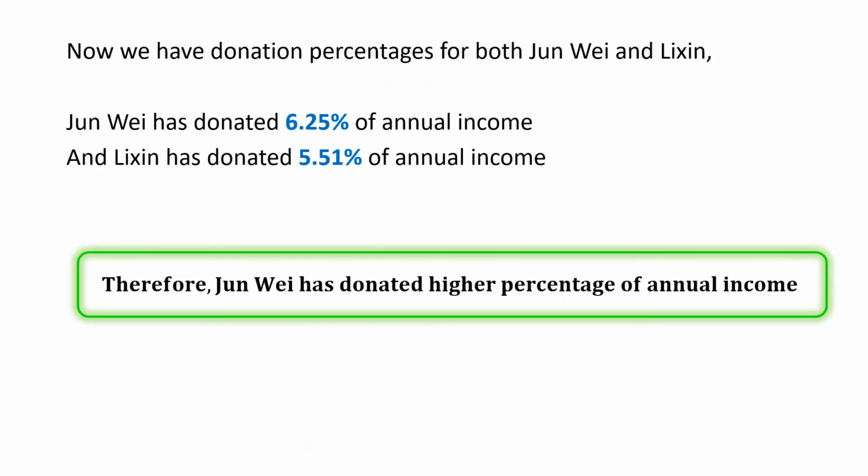By comparing donation percentages of both Junwei and Leixin, we can see that percentage of Junwei is higher than that of Leixin, therefore, Junwei has donated higher percentage of annual income.